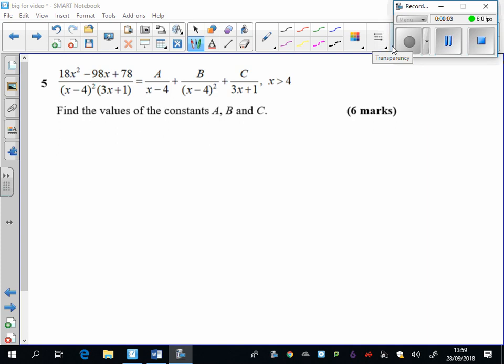Question 5 seems like a repeat of the first question. It's just a bit more complicated because you've got the squared in here. But the maths and the things that we're doing are virtually the same.